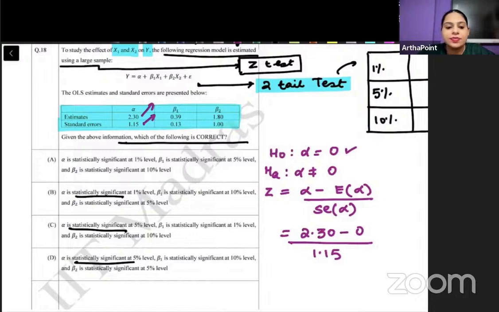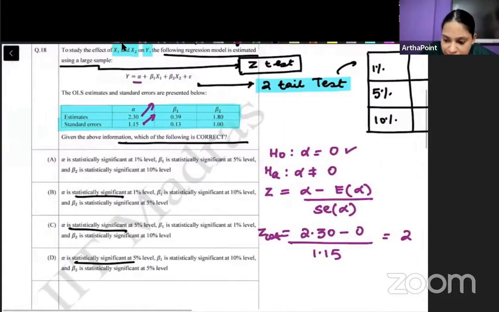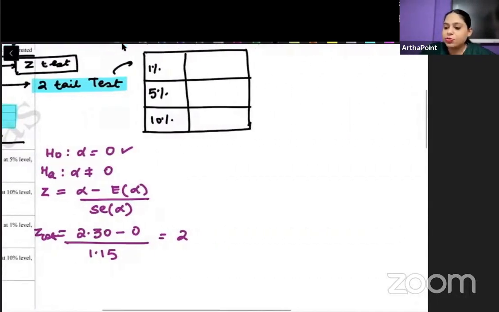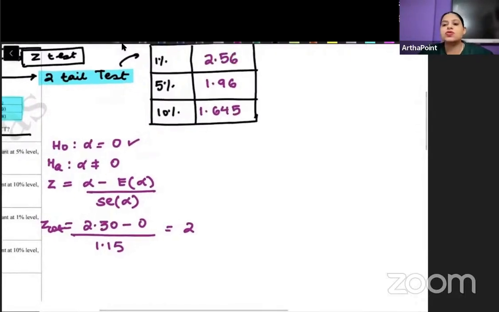Z calculated. So 2.30 divided by 1.15. It's coming as 2 exactly, right? Okay. So this is your Z calculated for this first parameter. Now let's put the values here. This is 1.96, 1.645, 2.5. You can just take it to decimals also.